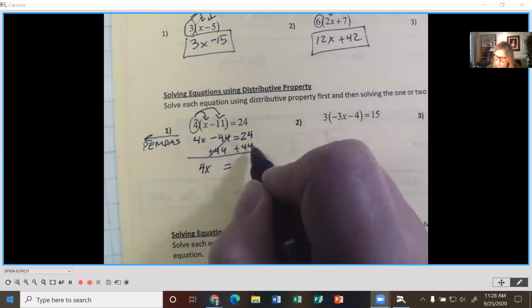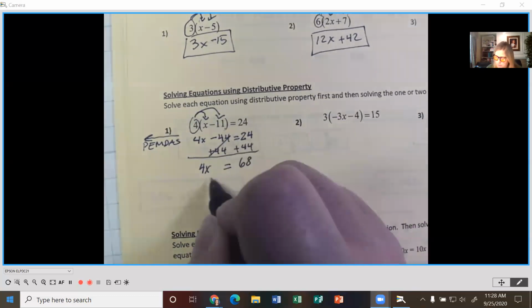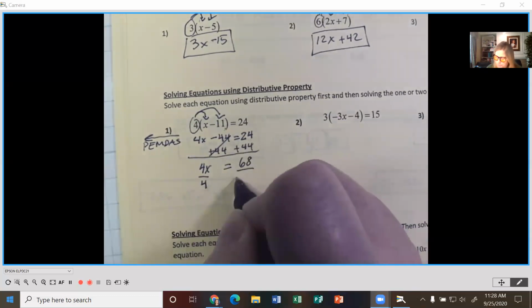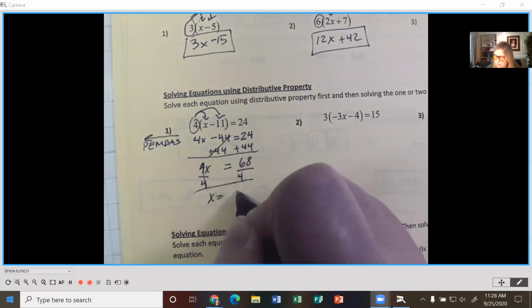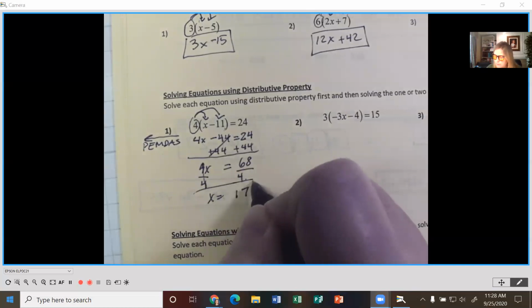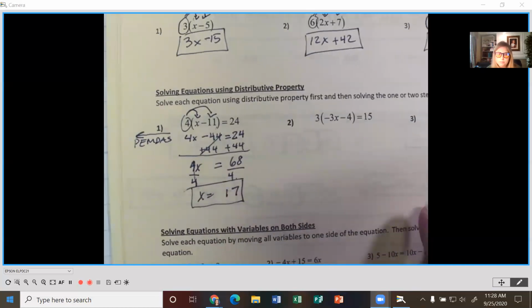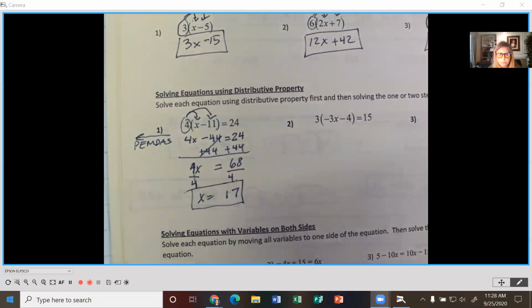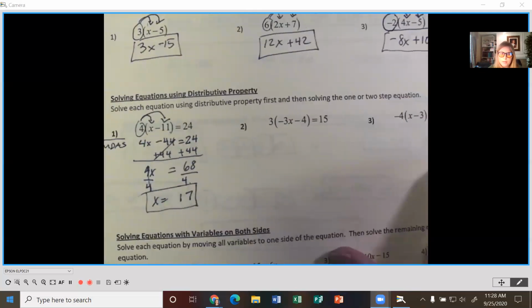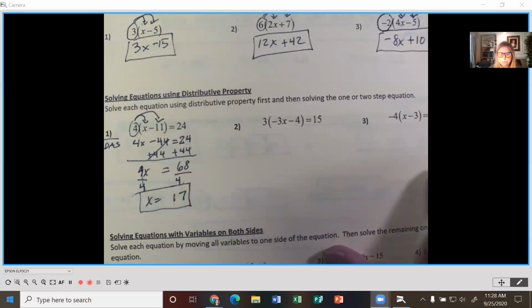24 plus 44 is 68. Then we divide each side by 4. 4 divided by 4 is 1. 68 divided by 4 is 17. So x equals 17. Okay, and a quick way of dividing by 4 is to divide by 2 and divide by 2 again. Okay, so that's a helpful mental math tip for you. A quick way to divide by 4 is divide by 2 and then divide that by 2. Okay, so dividing by 2 twice is the same as dividing by 4.